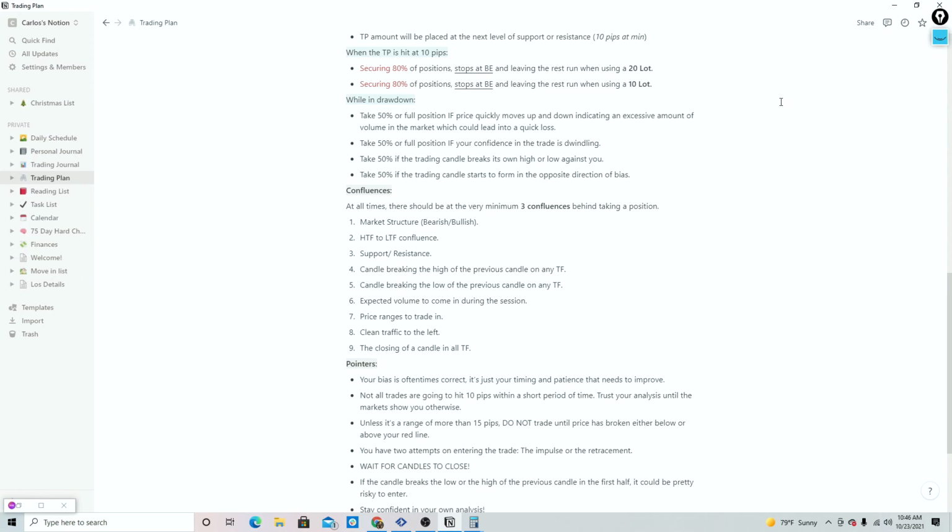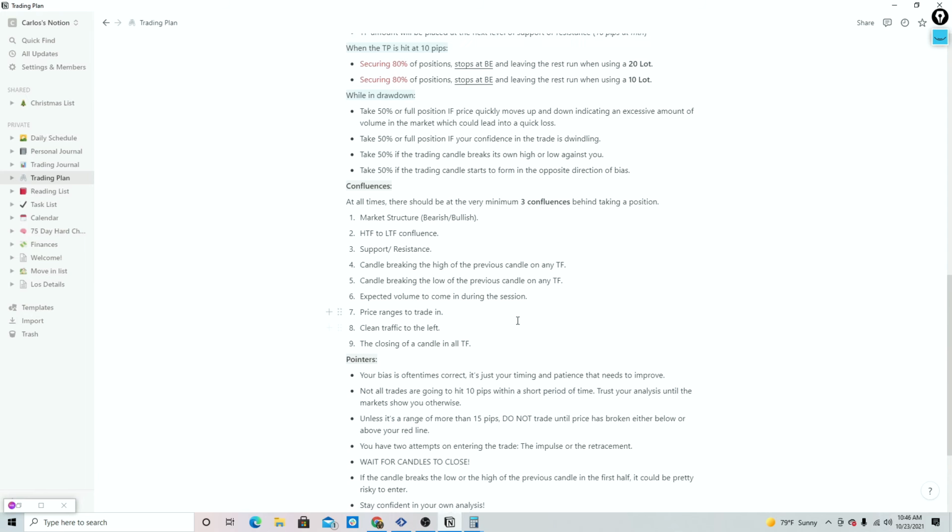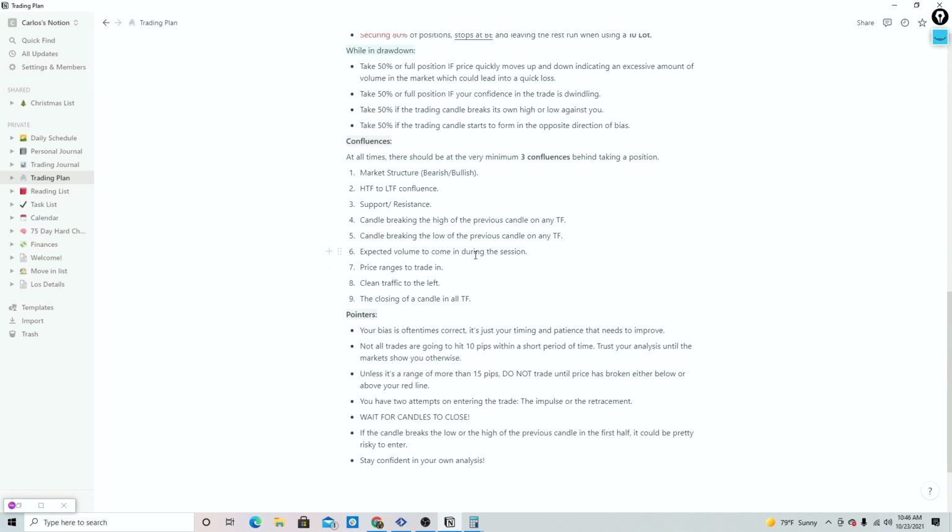It's just like how I explained to you. This works on any time frame. 4 hour time frame, daily time frame, weekly, monthly, 5 minute, 1 minute. It works on every time frame. Candle breaking the low of the previous candle on any time frame is the same thing, just vice versa of each other. Expected volumes to come in during the session.